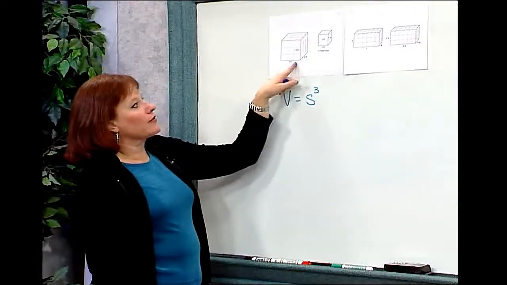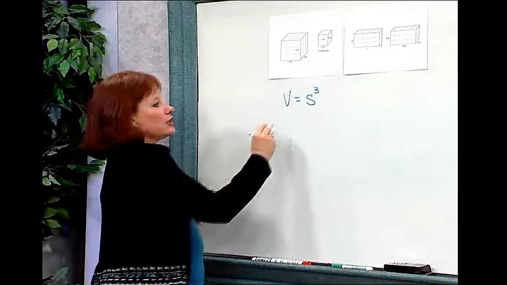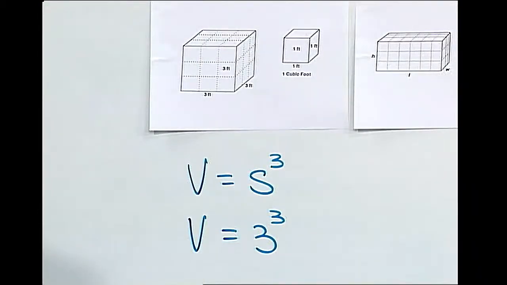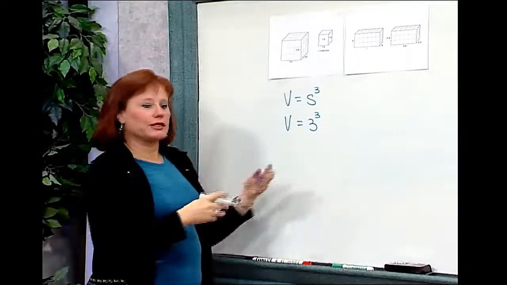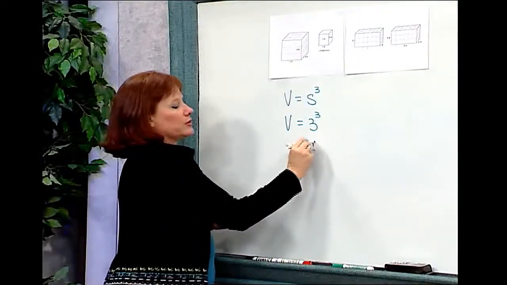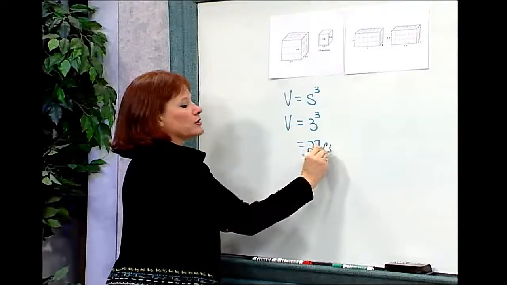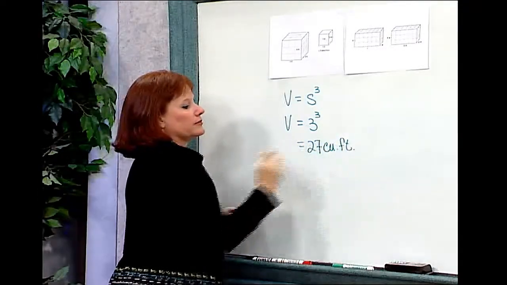In our example, we have the edge being 3 feet long. So we would say the volume is equal to 3 cubed. 3 to the third power means 3 times 3 times 3, so the volume is equal to 27. Since we're talking about volume, we're going to label our answer in cubic feet.